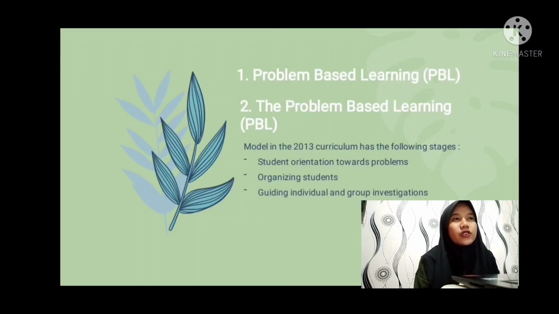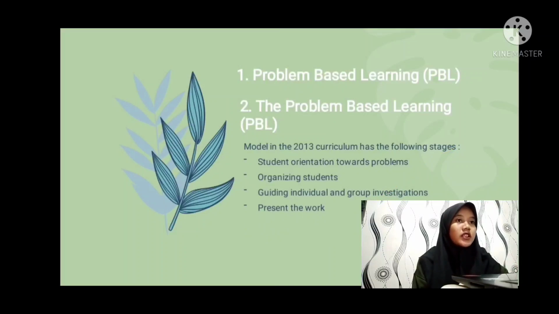Next, guiding individual and group investigation. At this stage, the teacher encourages students to collect as much information as possible, conduct experiments, and create and share their own ideas to get explanation and problem solving.